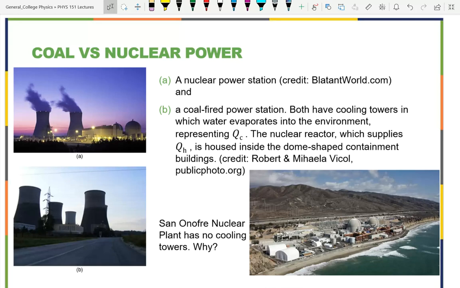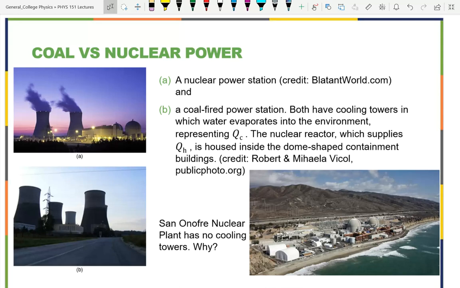Now I said you've got to have something to boil the water. I didn't realize this when I was your age. A nuclear power plant is also a steam power plant. You're using a boiler, turning a turbine. What's the difference in the nuclear power plant versus the coal? It's what you're using to make stuff hot.